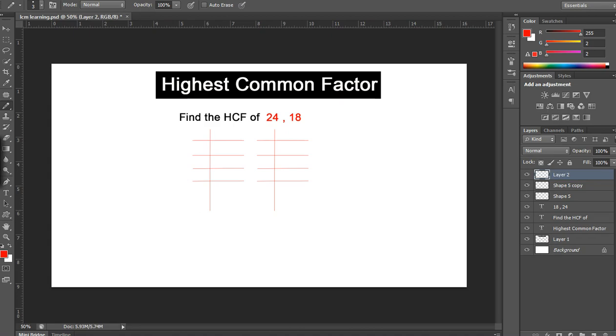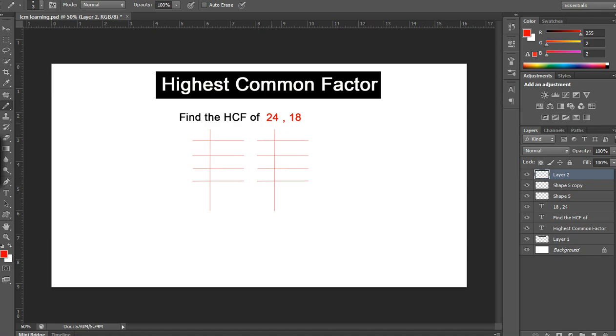So in my previous video I discussed the least common multiple, LCM. Now I am discussing the highest common factor. What is the highest common factor? The highest common factor is the largest number; in other words, the largest factor of two or more numbers.